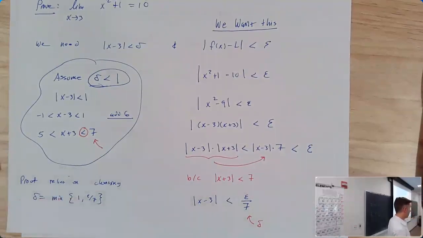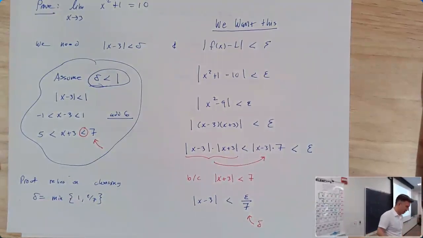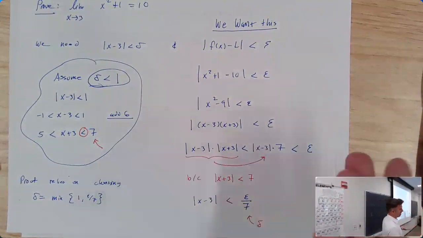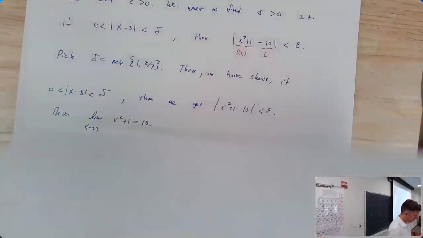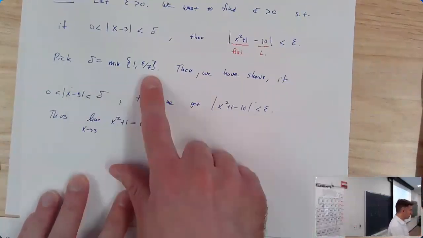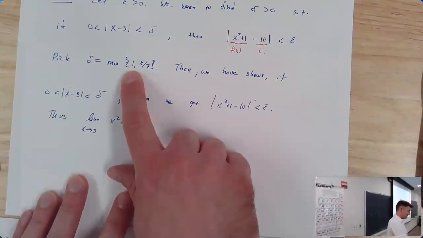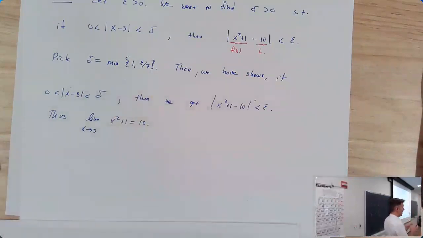However, if delta was larger than 1, or if epsilon was a value that made epsilon over 7 larger than 1, we wouldn't want to pick that. So if epsilon was 14, you wouldn't say delta is 2. We have to pick delta equal to 1, because we have already said that delta has to be something less than 1, I suppose. So that's why we're saying here that we're going to choose delta to be the minimum of 1 and epsilon over 7. Because if epsilon over 7 is bigger than 1, we're going to pick it to be 1. If epsilon over 7 is smaller than 1, then we're going to pick it to be epsilon over 7. So that no matter what happens, either way it works out.